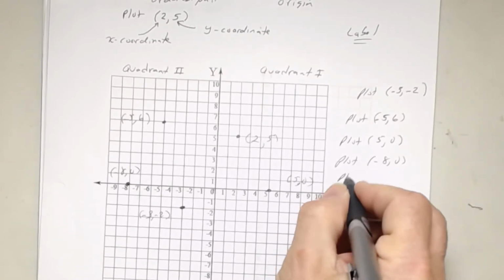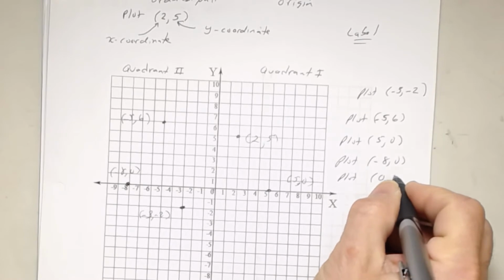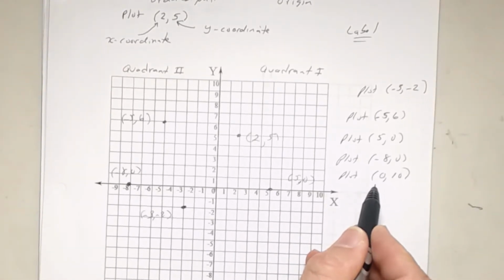So if I want to plot the point 0, 10, this time which coordinate is 0? The x-coordinate is 0, right? So you just move up the y-axis.